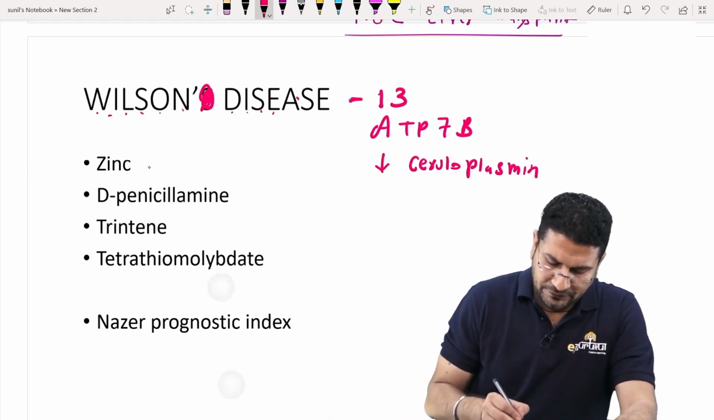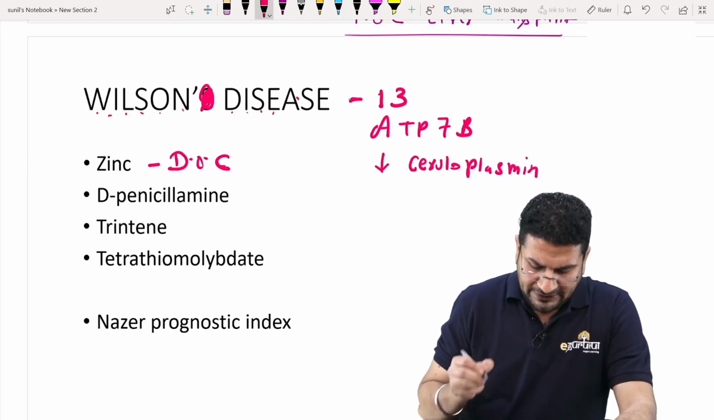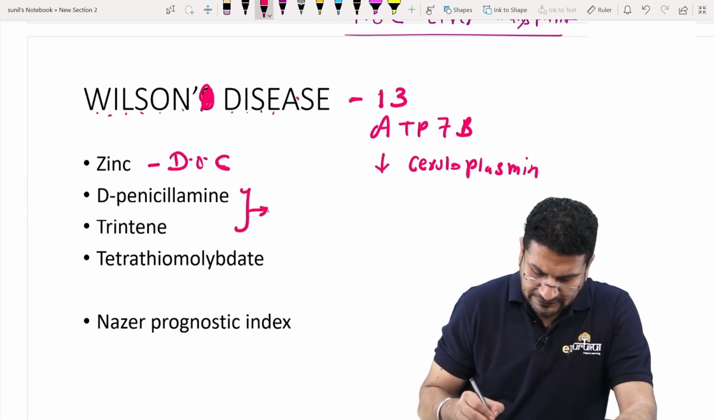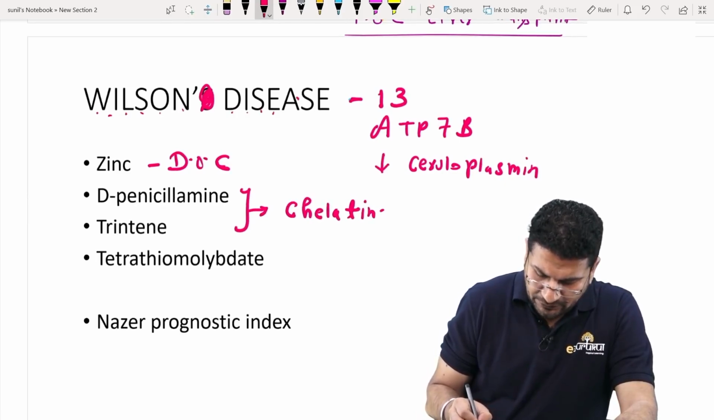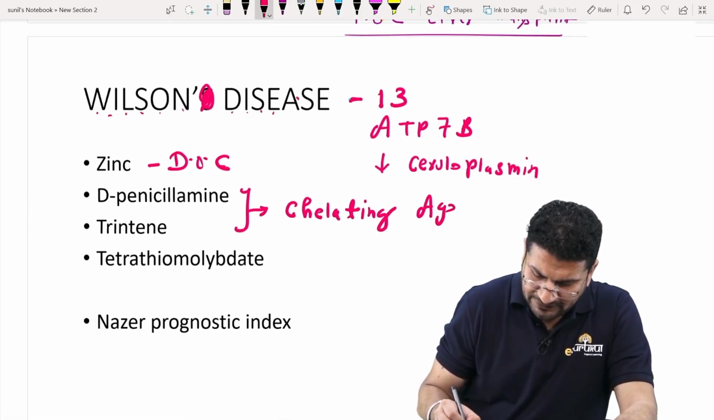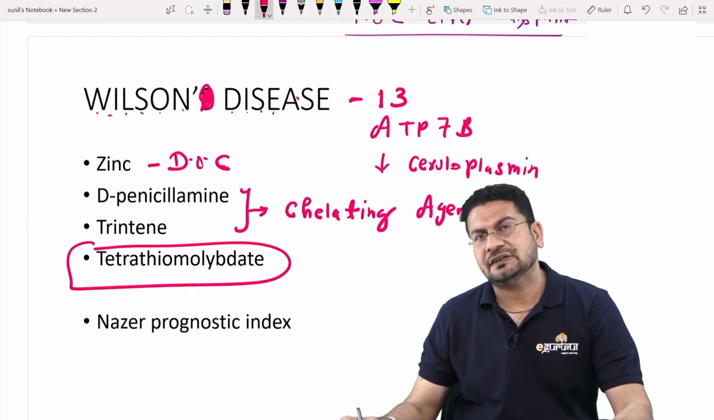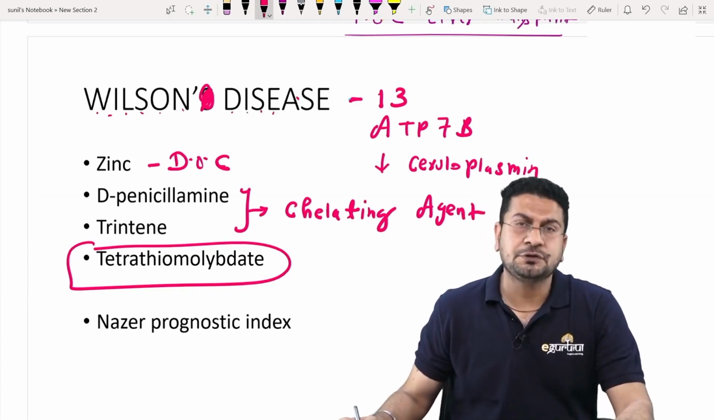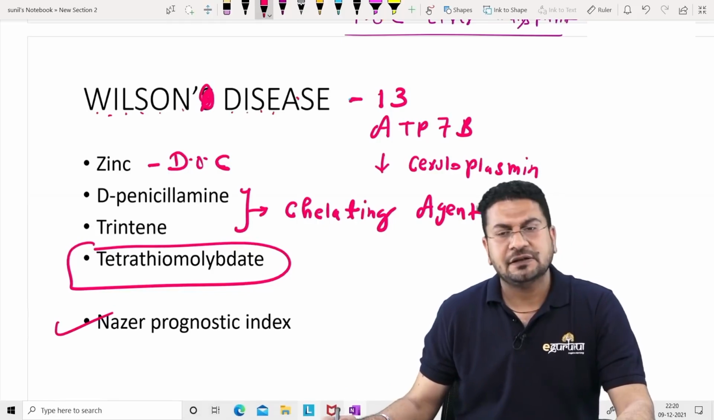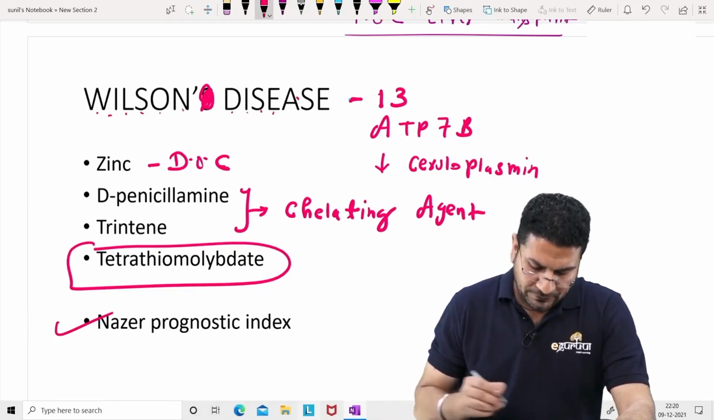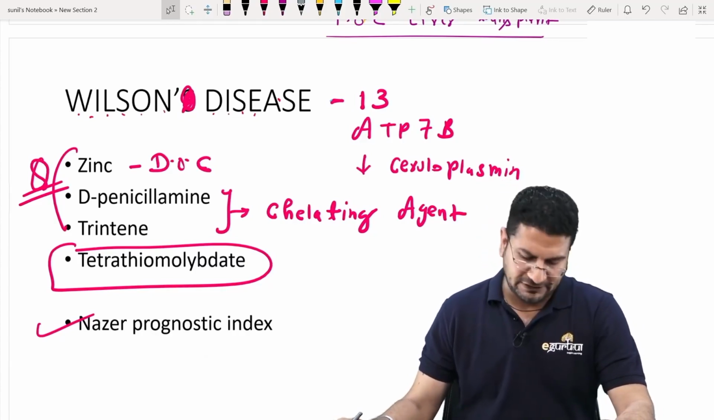The drug of choice for Wilson disease will be zinc. We have two chelating agents, D-penicillamine and trientine. And the new drug. All these questions have been asked, so the expected question will be the new drug that we have for this. Harrison states that this will be a possible new drug of choice in the near future. The prognostic index, I told you we have the Nazir prognostic index. These questions all came in exams and they are expected to repeat again. Very important topic, Wilson disease.